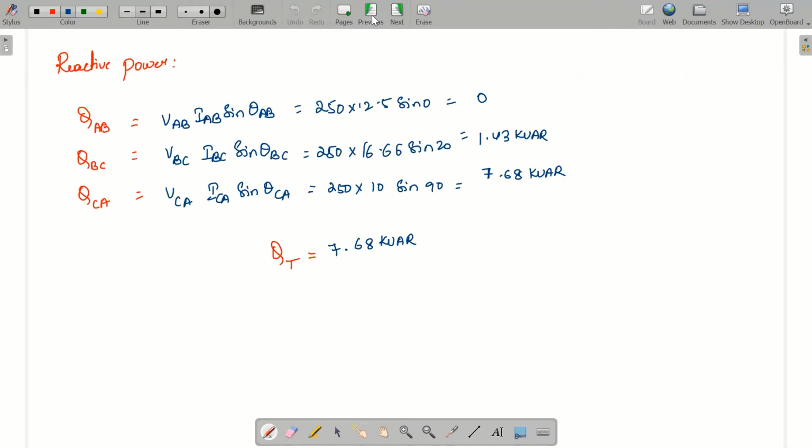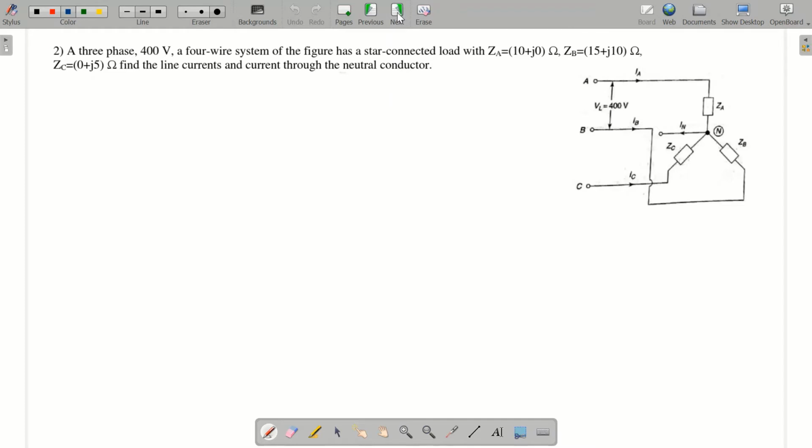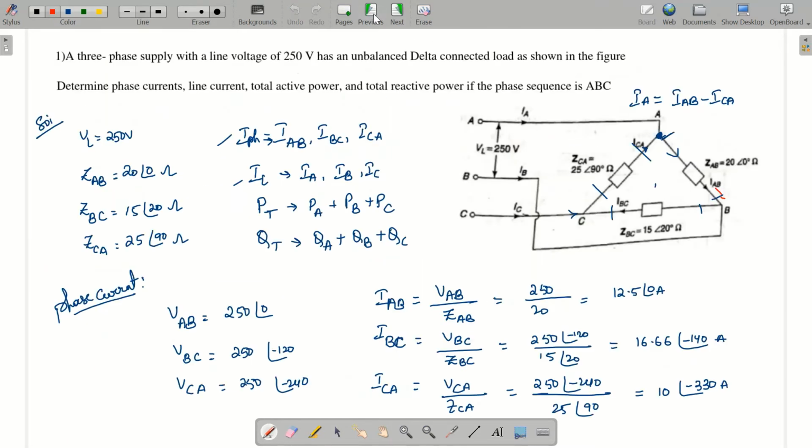Now in the last problem we have seen an unbalanced delta connected load. Now let us see a balanced 4 wire. What is the type of the problem? Unbalanced star connected 4 wire system. The last problem is delta connected, unbalanced.